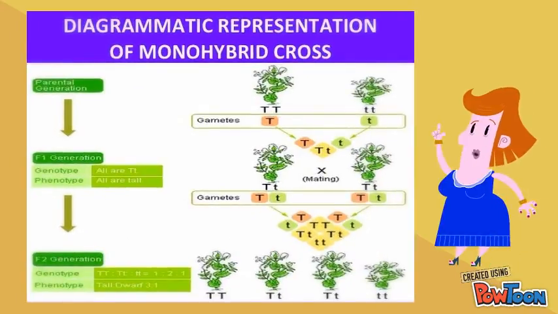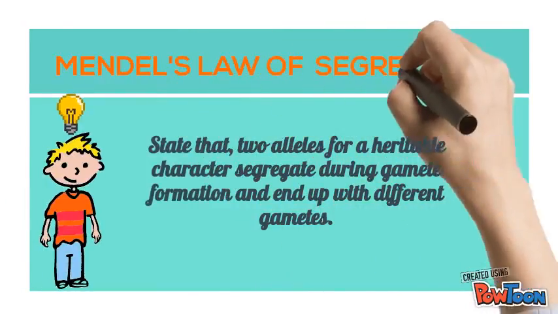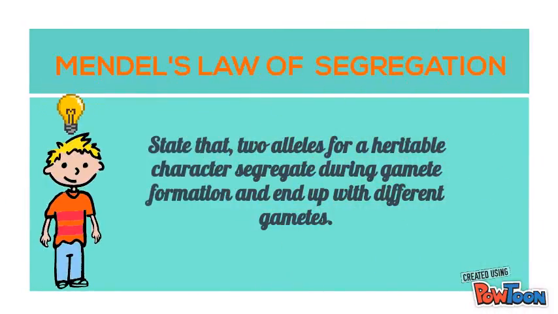This is the diagrammatic representation of a monohybrid cross. Mendel's law of segregation, also known as Mendel's first law, states that two alleles for a heritable character segregate during gamete formation and end up in different gametes.